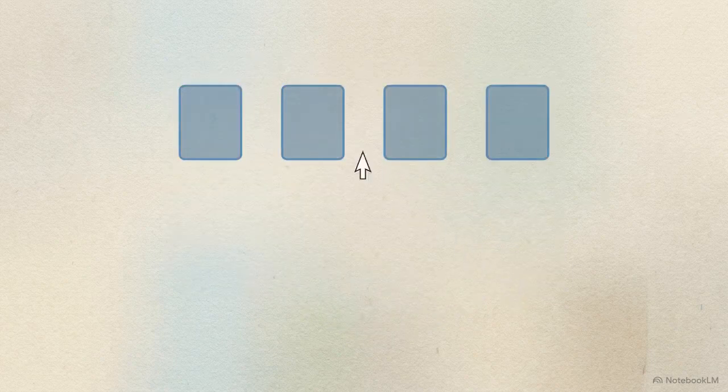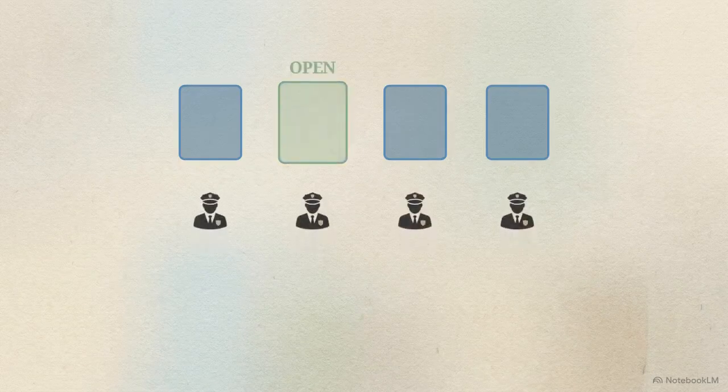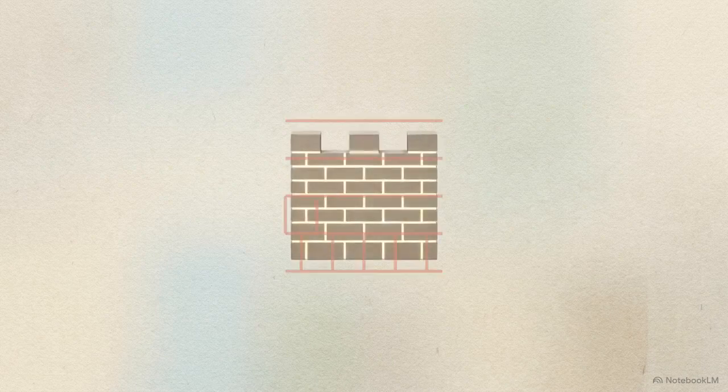Now that you can identify the network doors, the next step is learning how to deploy the security guards to protect them. Next, we cover the basics of firewalls.